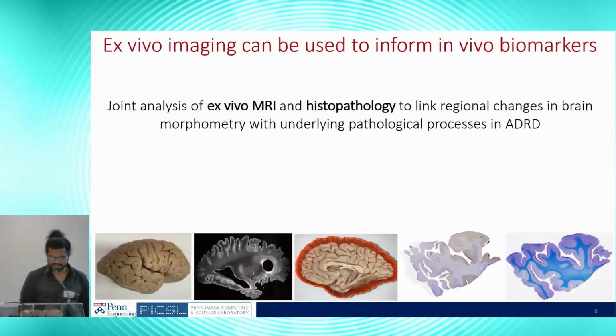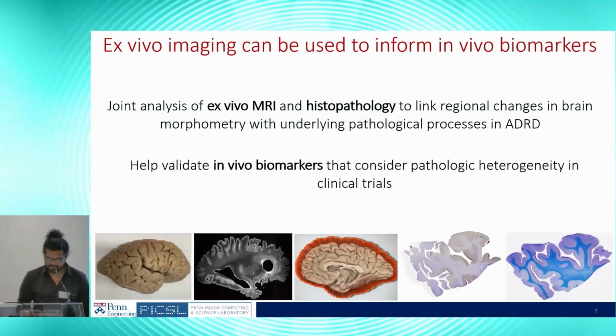So we believe at Penn that a joint analysis of ex vivo MRI and histopathology could help link changes in brain morphometry with underlying pathological processes in AD and related dementias. And this would eventually help validate in vivo biomarkers that consider pathologic heterogeneity in clinical trials. Right?